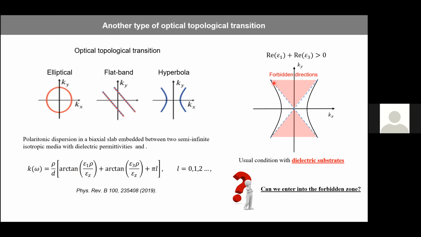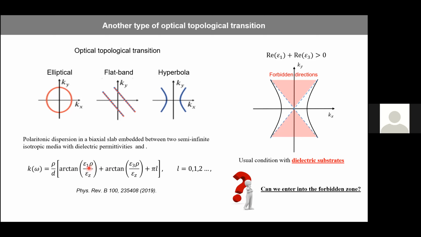And in a monolayer of molybdenum trioxide, we have this open hyperbola. If you notice, in this red shaded region, we don't have a solution for the wave vector because it's an open hyperbola here. So we were thinking, can we enter into this forbidden direction? As physicists, we want to do something impossible. So we want to find some solutions in this equation.